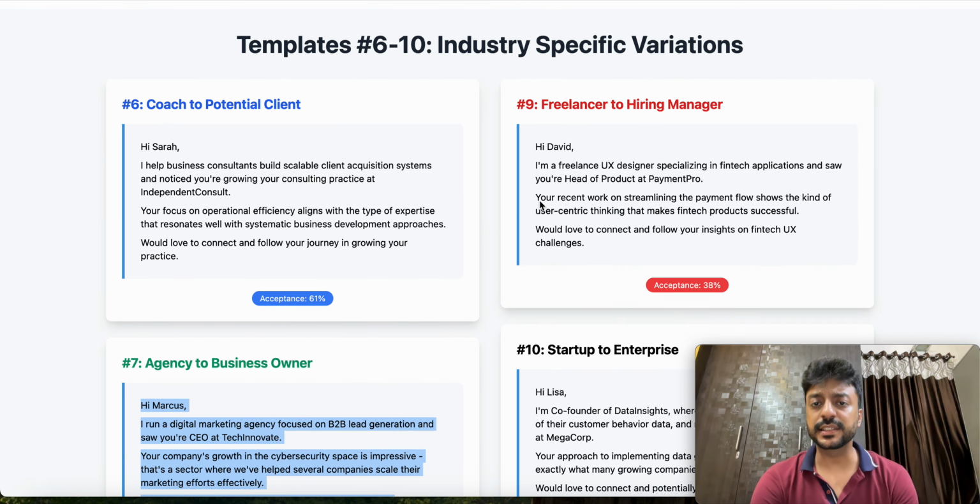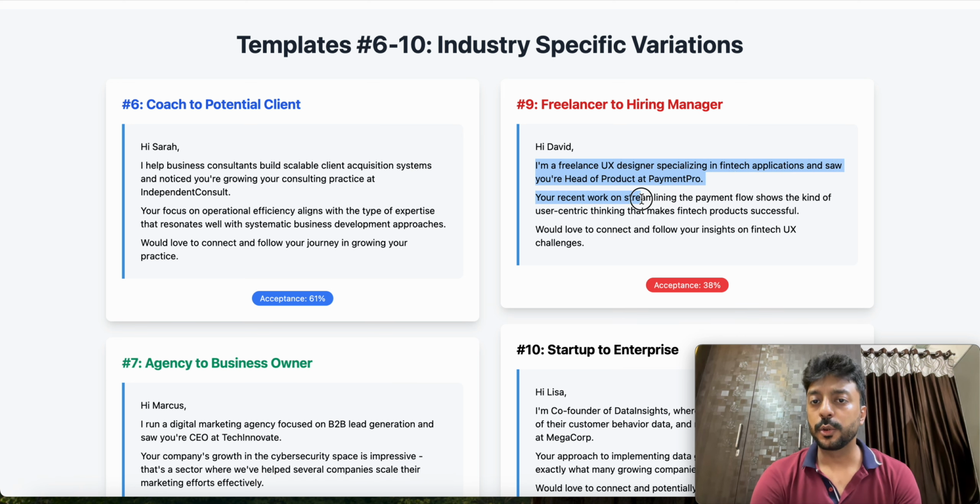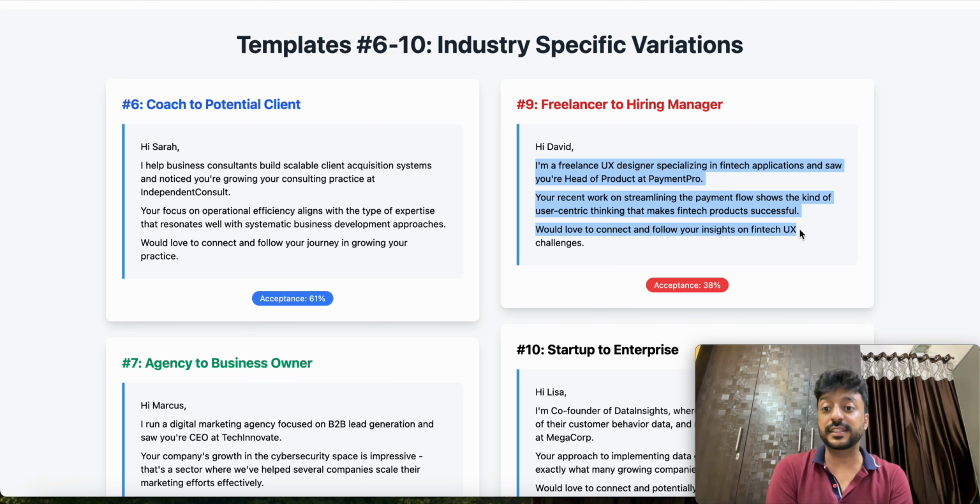Then for the freelancers: I'm a freelance UX designer specializing in fintech applications, and I see you are head of product at Payment Pro. Your recent work on streamlining the payment flow shows the kind of user-centric thinking that makes fintech products useful. Would love to connect and follow your insights on fintech UX challenges. So over here, we are not straightforward. We are not selling our UX designing services, but we're actually seeking advice again. So I'm just tweaking the words.